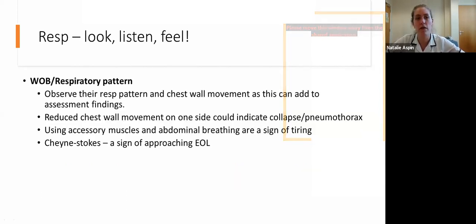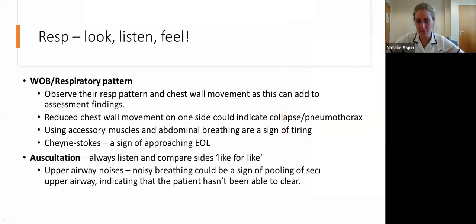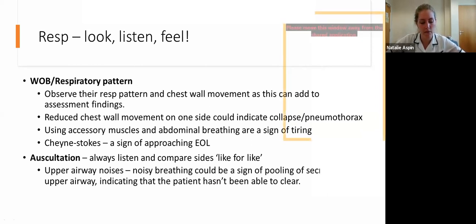And then finally, moving on to respiratory, which is obviously our bread and butter really. So look, listen, feel. We need to look at every aspect. Again, end of the bed, stand back, have a look, see what their respiratory pattern is like, observe the work of breathing. Can you see one side that's moving more than the other? Are they using their accessory muscles? Are they abdominal breathing? Have they got an altered pattern of breathing?